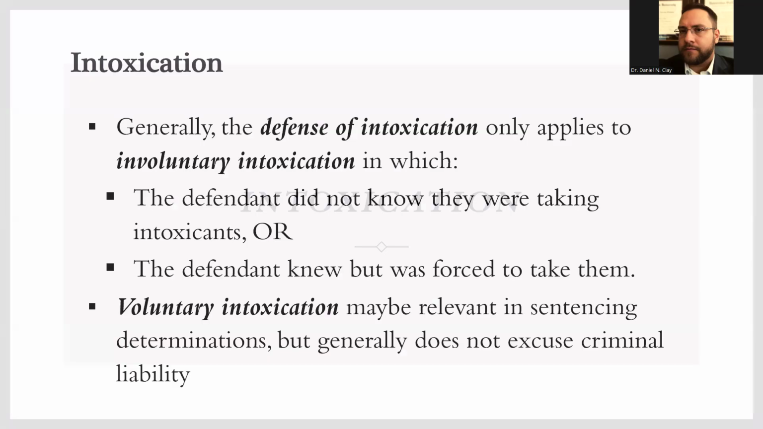Understand with intoxication, there are two types of intoxication. There is involuntary intoxication and voluntary intoxication. Generally speaking, the defense of intoxication only applies to involuntary intoxication.